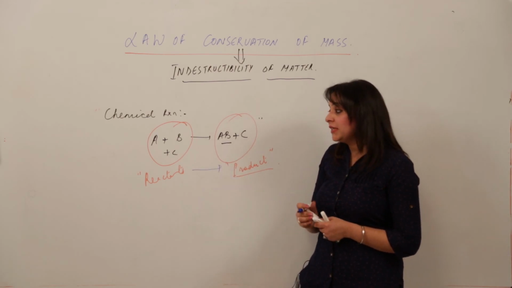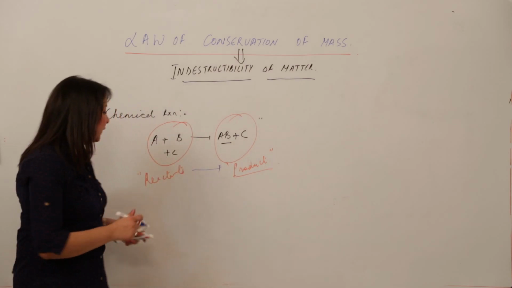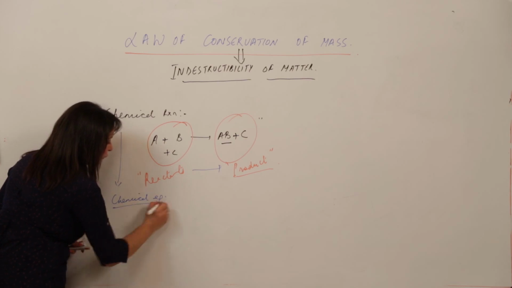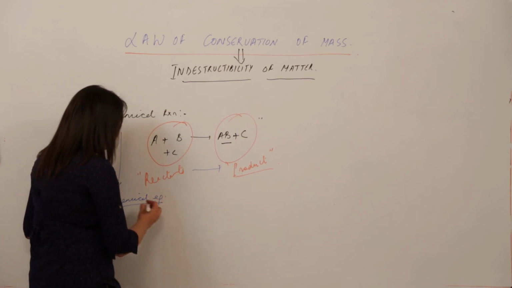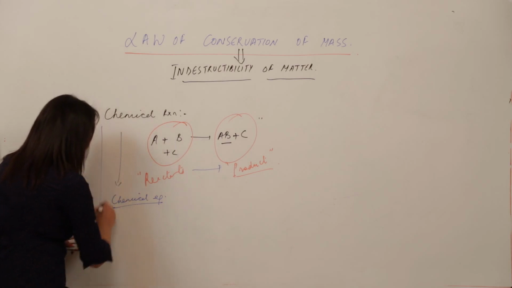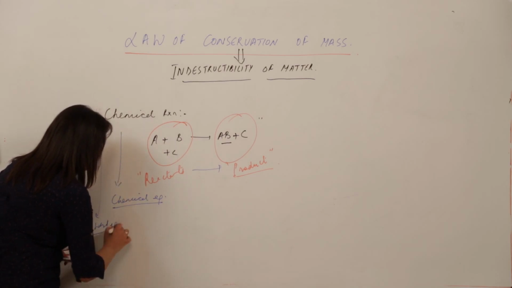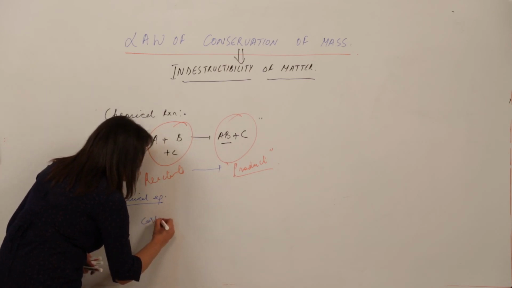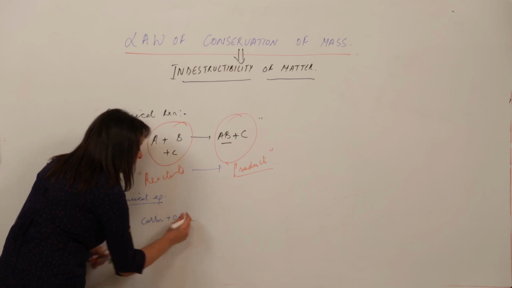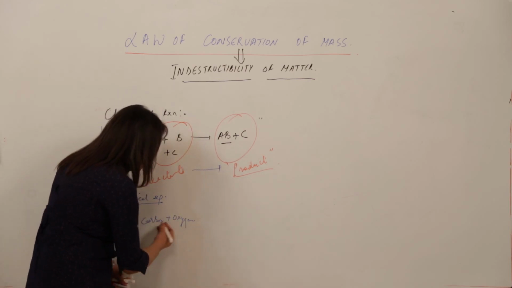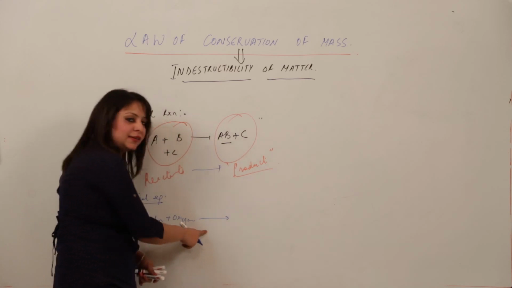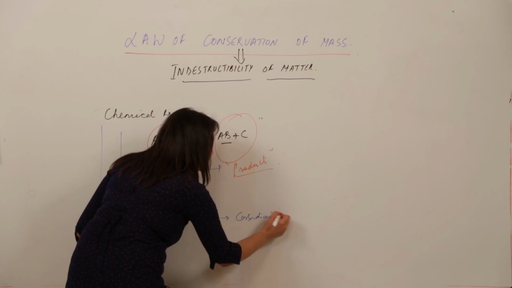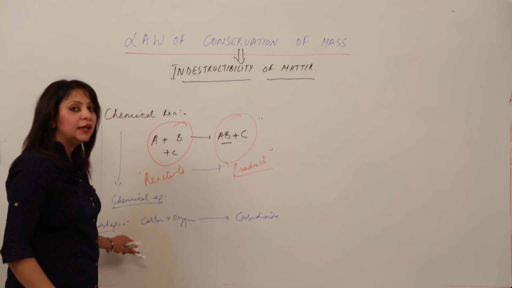The representation of a chemical reaction is done with the help of a chemical equation. What do we do in a chemical equation? We have two types of methods to represent: one is the word equation and the other is the chemical equation. In a word equation, if I take an example, carbon plus oxygen, plus means we are mixing them, gives rise to, indicated by an arrow, carbon dioxide. So this is a method to represent a chemical reaction in terms of a word equation.